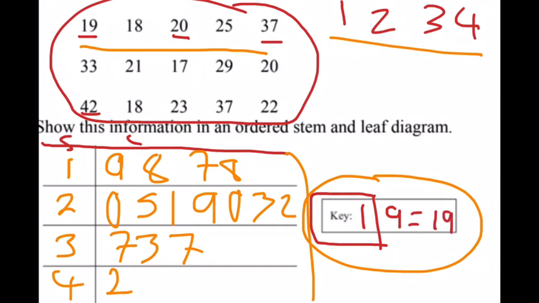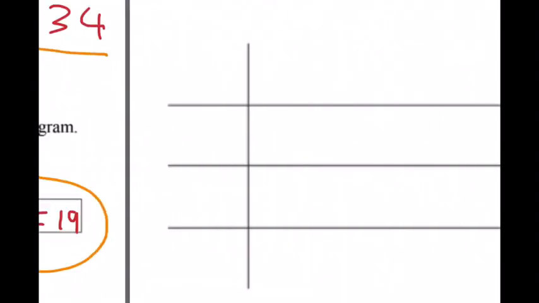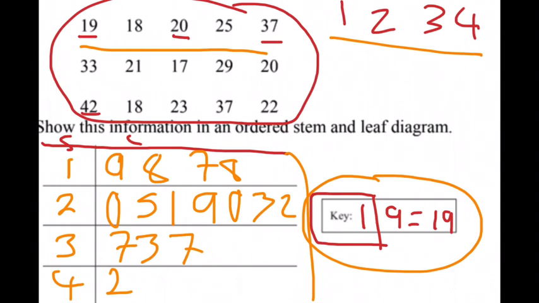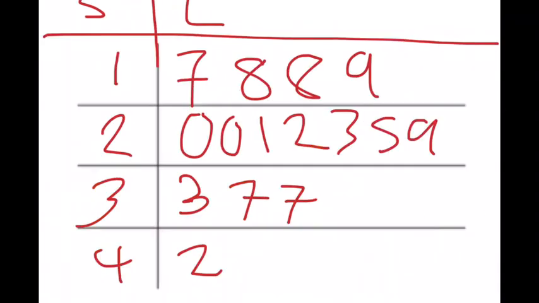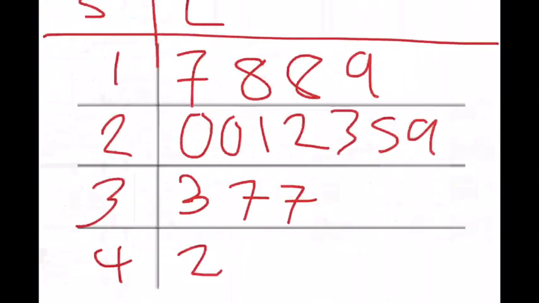Next, if you need to find out the range, mode, median and mean, you want to order it from lowest to highest. So I'm going to do that. We have ordered it out. So now we can find the mean, median, range and mode.